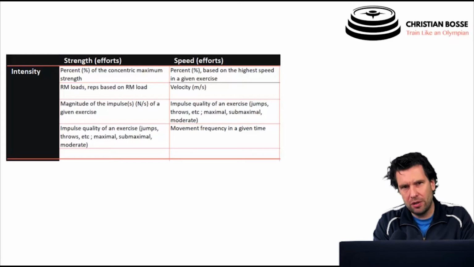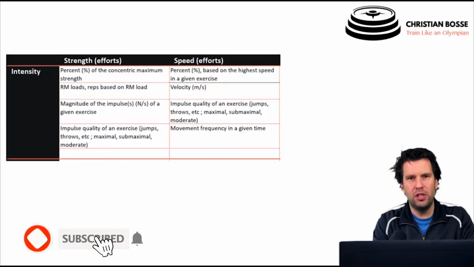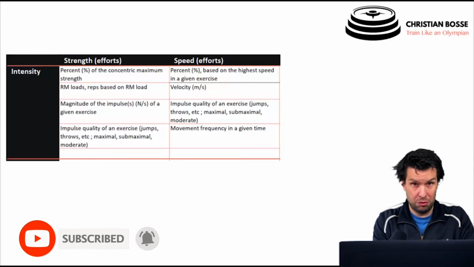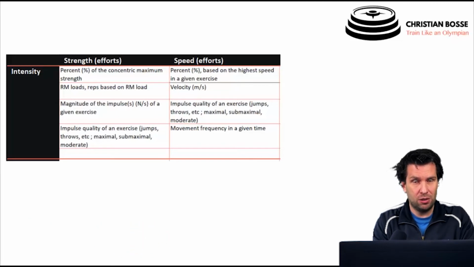So how could that look? Let's make it simple. We can sprint 100 meters in 10 seconds if we are really fast. So that is our 100%. And then we could make calculations. What is our 95%, 90%, and so on. Velocity in meters per second is another one. Impulse quality and movement frequency in a given time. How many movements can you do in 4 seconds, 6 seconds, whatsoever.